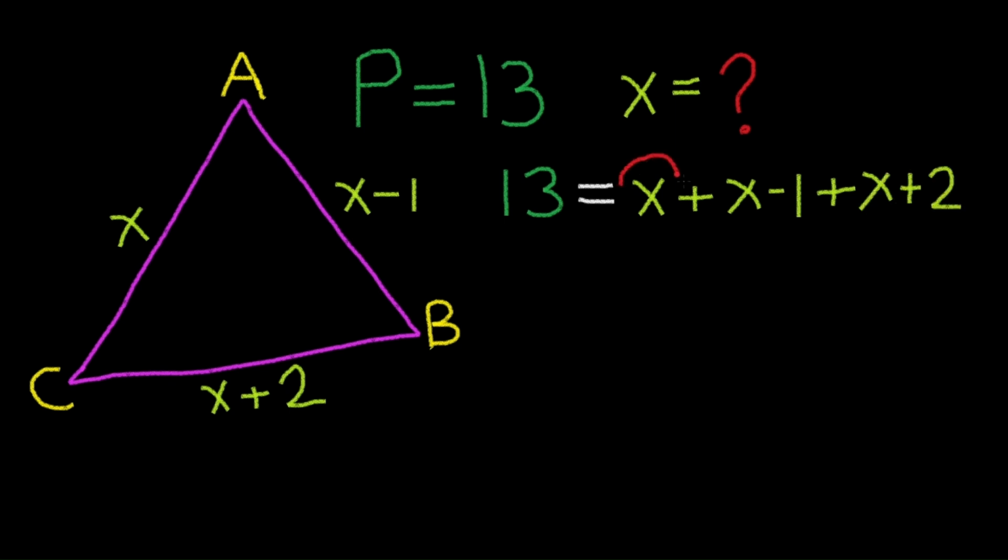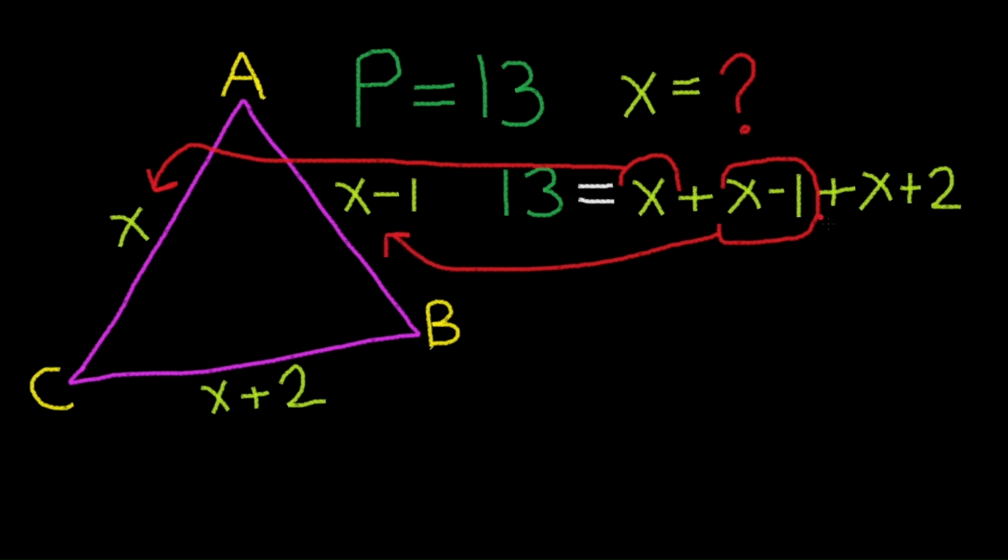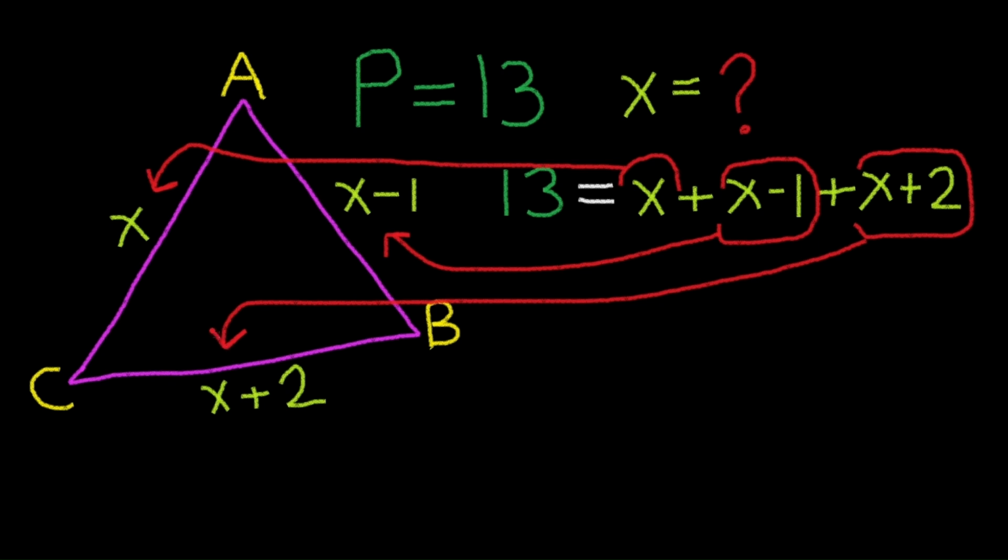Now this x here is the side AC. Let's make this clear. And this x minus 1 you see here is the side AB. And this x plus 2 you see here is the side CB. Now let's solve this equation. Let's write down 13 here for the next step.